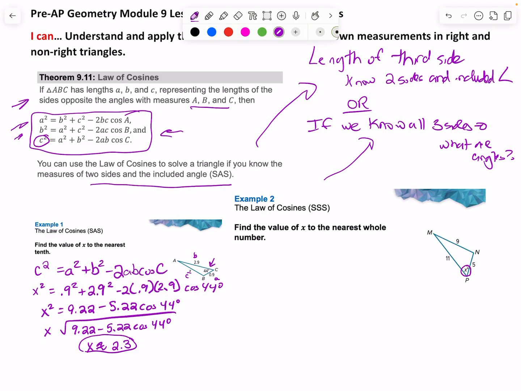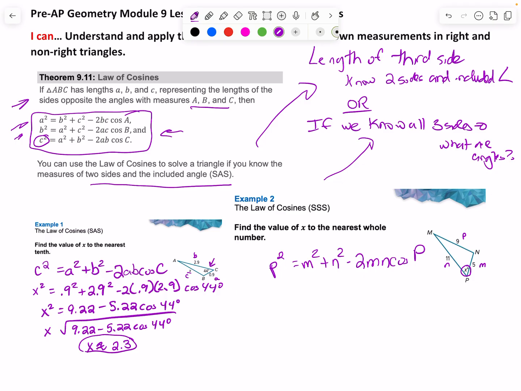So that means we're going to use P squared here. P squared equals M squared plus N squared minus 2MN cosine P, because P is what we're looking for. So we're going to use the cosine of that at the end, and we're just mixing up the other two letters in there. So remember, this is N, this is P, and over here is M, because those are the sides that are across from the given angle.